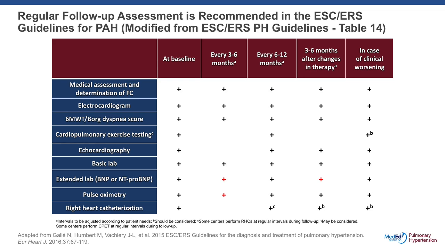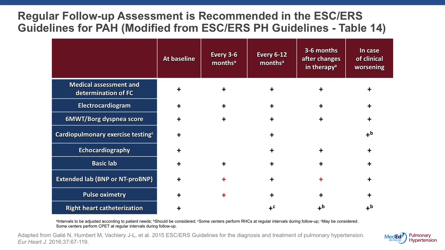We're often adjusting diuretics, but extended laboratory studies such as BNP or NT-proBNP are important as well, and really important in terms of the risk assessment. We assess pulse oximetry usually at the time of the hall walk, and occasionally it is important to repeat a right heart catheterization. Often we do it after 6 to 12 months of therapy, but sometimes it needs to be done more frequently.